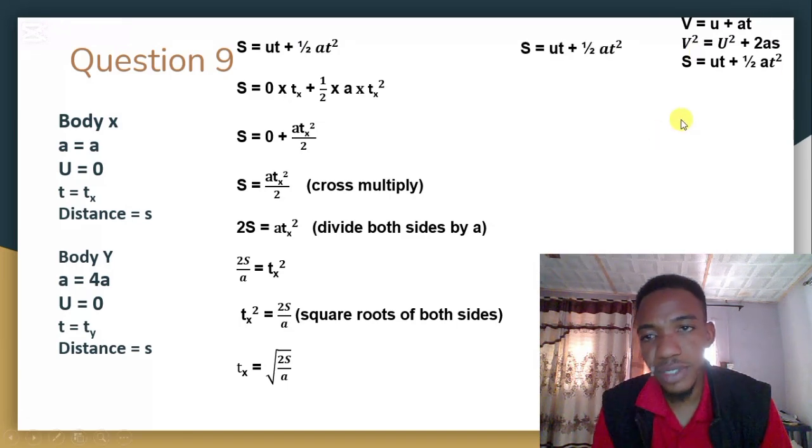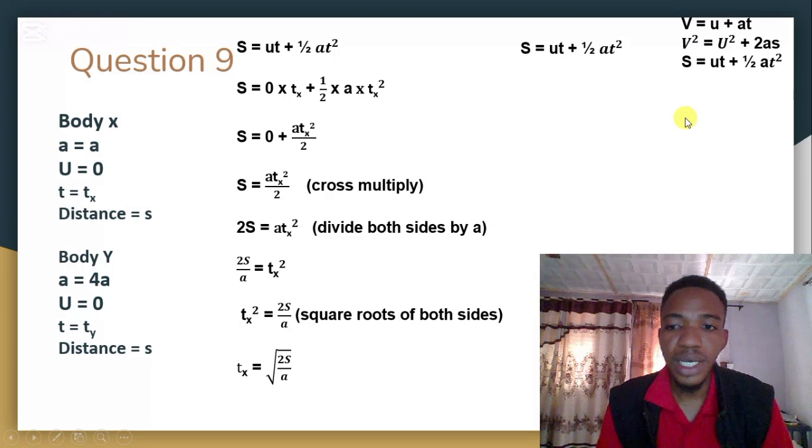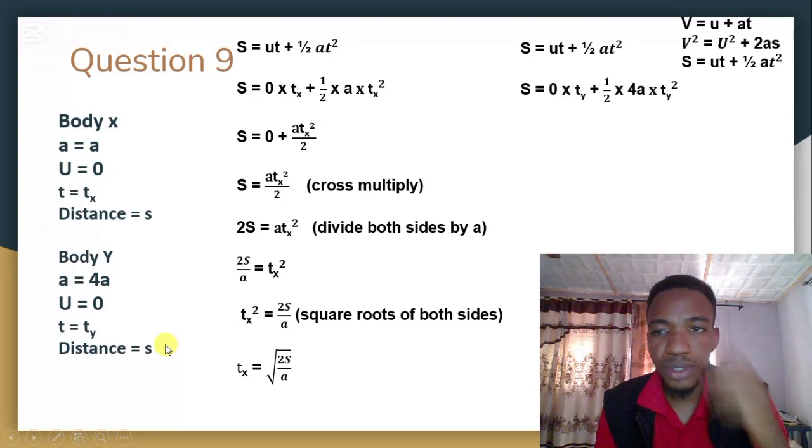S equals ut plus half at squared. Yes, we've done that. Then we substitute the values. So initial velocity for y is 0, the acceleration for y is 4a, the time is ty, and the distance is x. So that's what we substituted here.